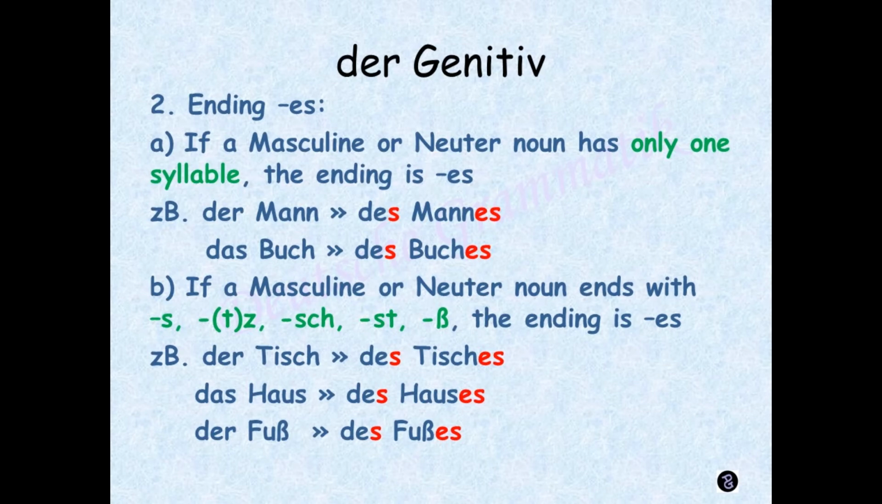Also, if a masculine or neutral noun ends with s or z or tz or sch or st or ß, it gets an ending es. For example, der Tisch becomes des Tisches, das Haus becomes des Hauses, der Fuß becomes des Fußes. Using these rules, you can easily decide which ending is correct.